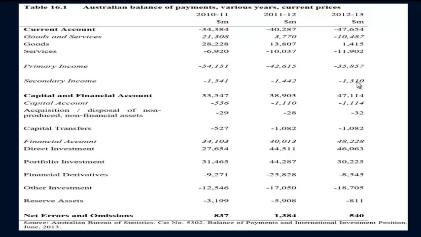And there is the financial account, which has to do with direct investment, where foreigners build a factory in your country, portfolio investment, where foreigners buy stocks, financial derivatives, and other investments.